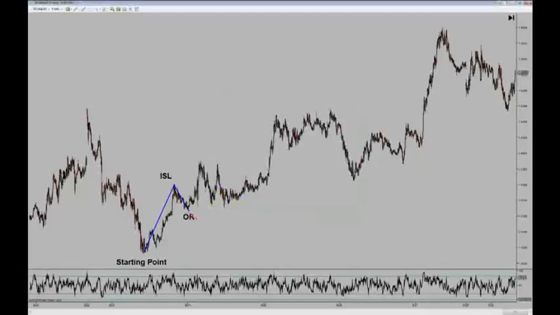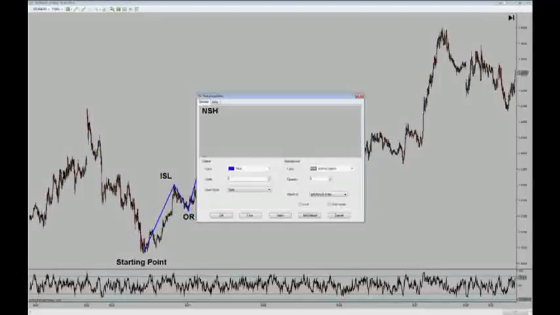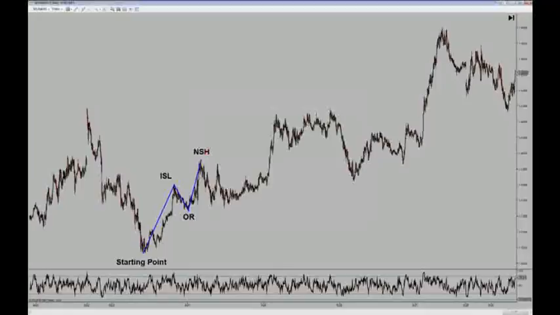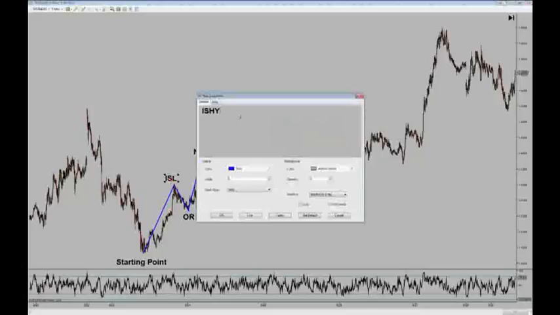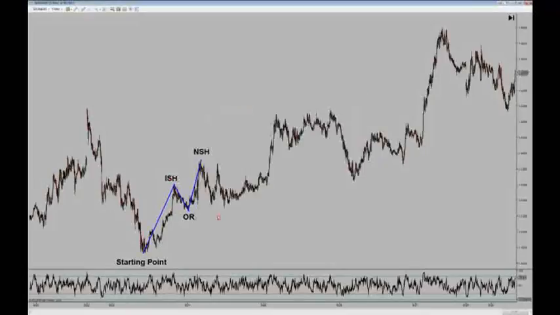I'm going to call this OR, followed by a new structure high. It's at this moment right here that we say, hey, we are in a bullish trend. We've broken and closed above our initial structure high, giving us a new structure high. And we can now think bullish, bullish, bullish.